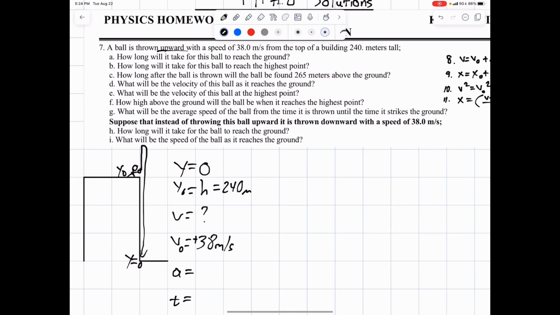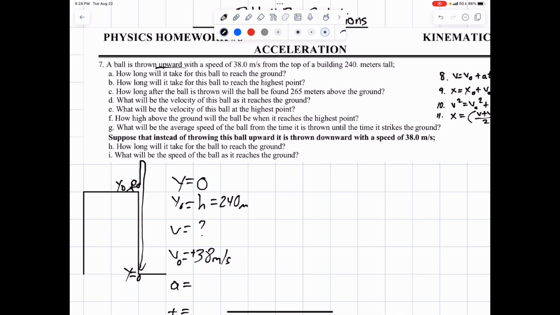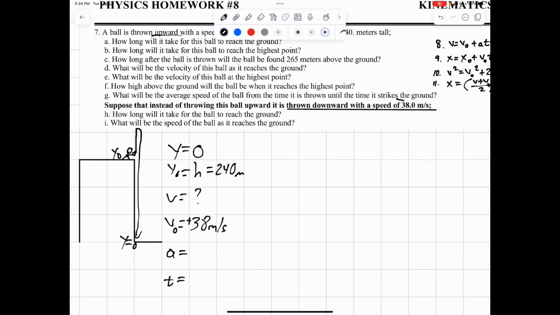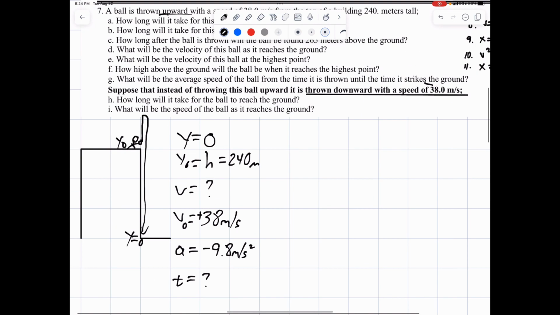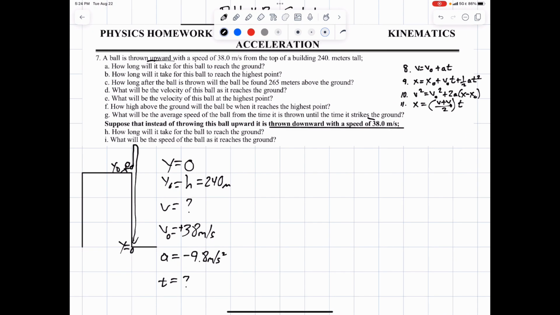When we get to parts H and I, and the ball is thrown downward, now all of a sudden we're looking at negative 38 meters per second. We'll get to that when we get to that. Acceleration in this case is due to gravity, so we're going to automatically put negative 9.8 meters per second squared for A. And time is also unknown. We don't know the times where it's going to be, well, anywhere for that matter. So those are things we have to figure out. All right, so now let's jump into this.